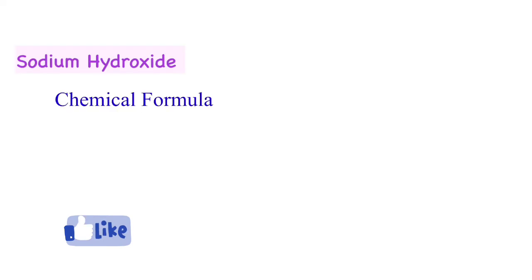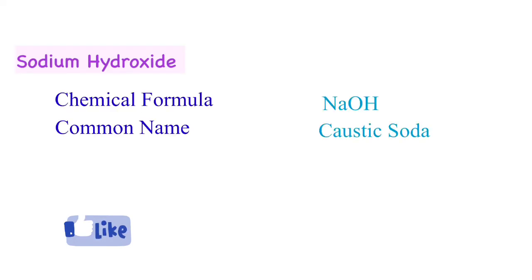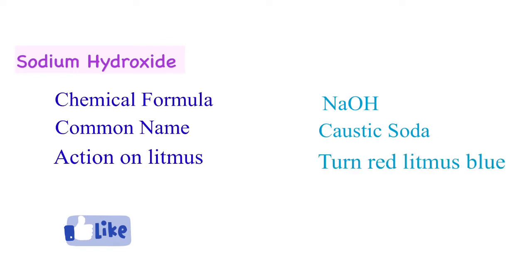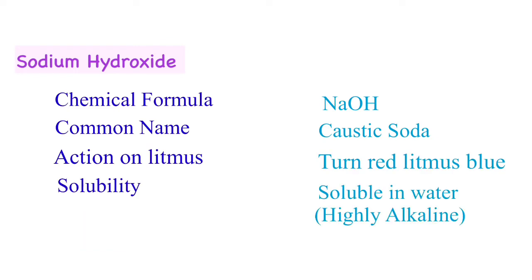Next, we will study sodium hydroxide. Its chemical formula is NaOH. Its common name is caustic soda. It turns red litmus blue and it is highly alkaline and soluble in water. How is sodium hydroxide prepared?